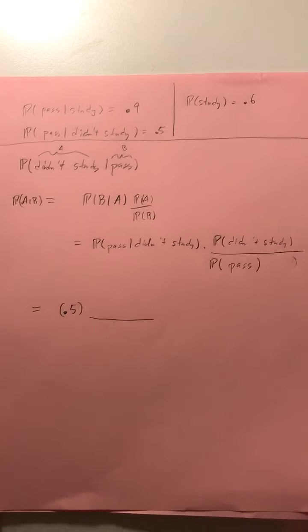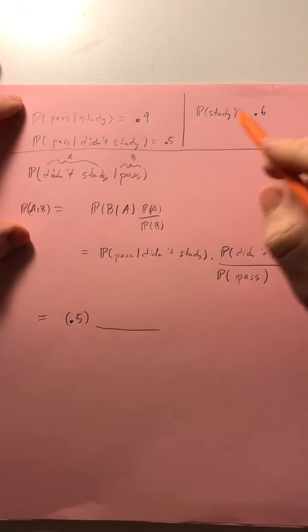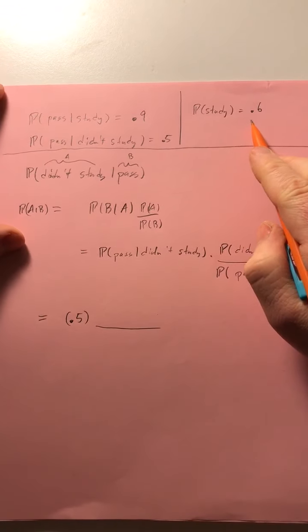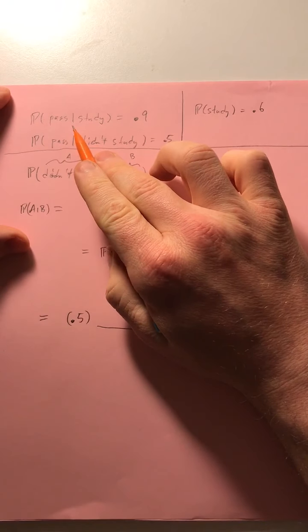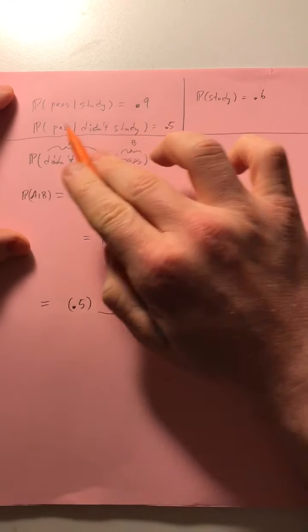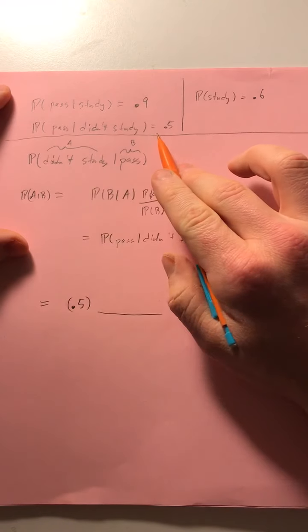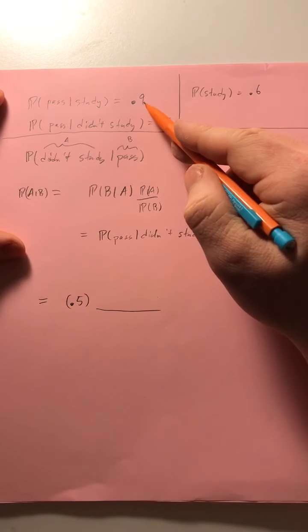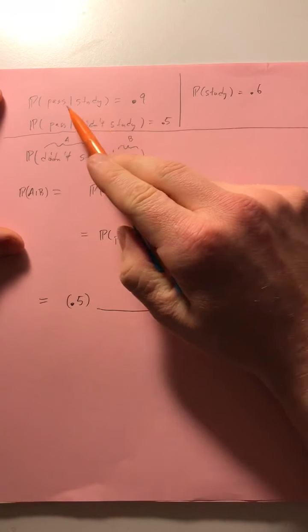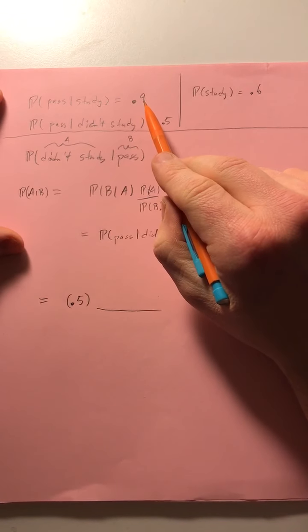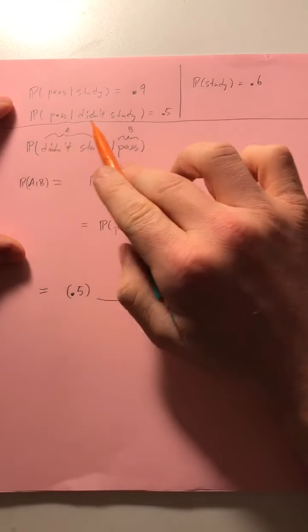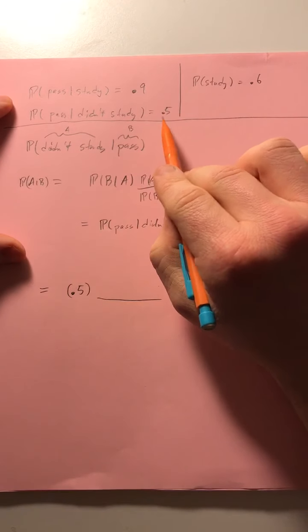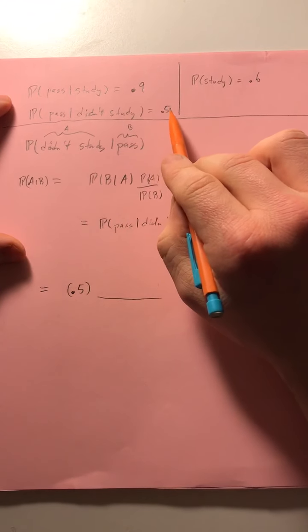So let's look at an example of how we might use this. Let's say the probability of studying is 0.6, the probability that you pass, given that you studied, is 0.9, and the probability that you pass, given that you didn't study, is 0.5. In reality, I think the 0.9 is an underestimate. If you study, I think there's a much higher than a 90% chance of you passing. And if you didn't study, who knows? This might be an overestimate.